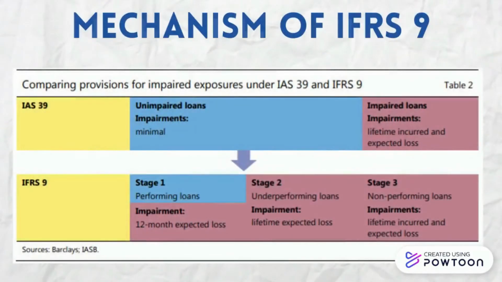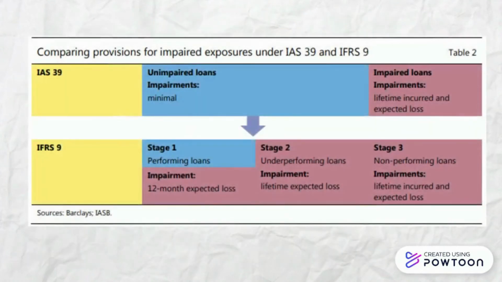IFRS 9 can solve the issue of non-performing loans. We first look at the mechanism of IFRS 9. IFRS 9 requires a more granular assessment of credit risk in comparison to IAS 39. Under IFRS 9, banks now must place financial instruments into 3 distinct stages, including performing, stage 1, underperforming, stage 2, and non-performing, stage 3, rather than the unimpaired and impaired categories under IAS 39.